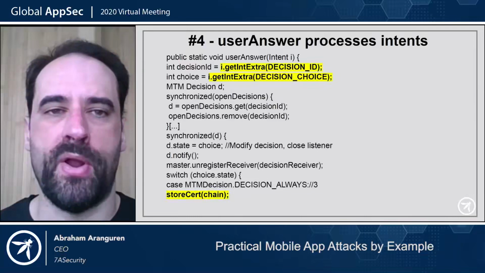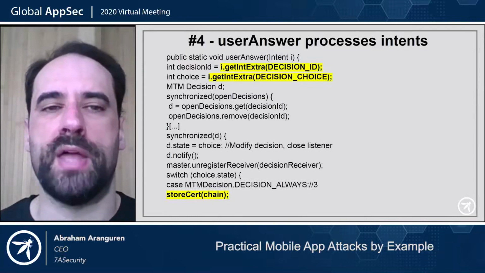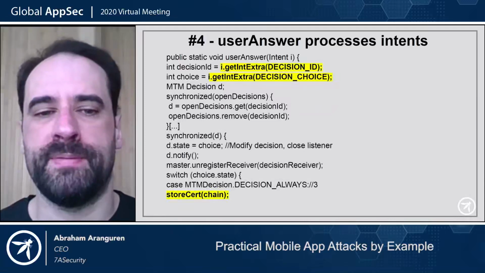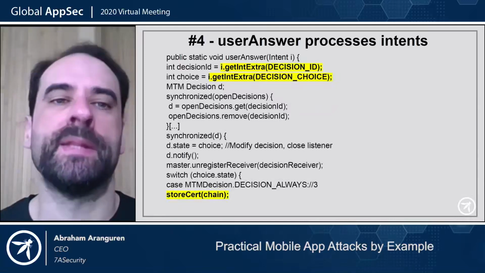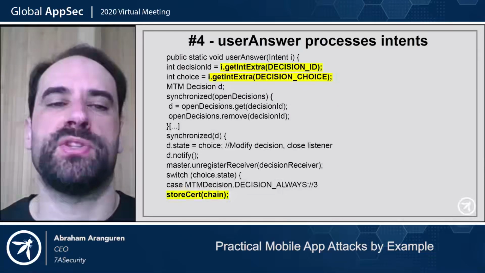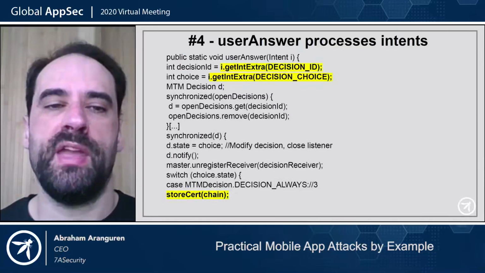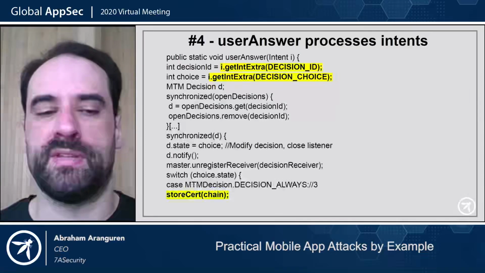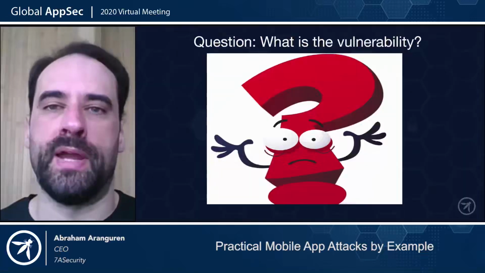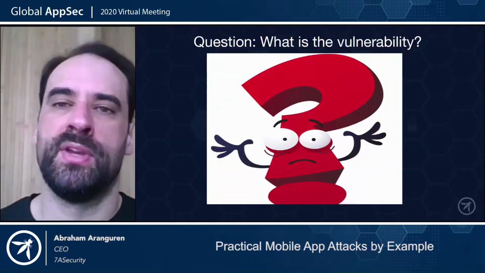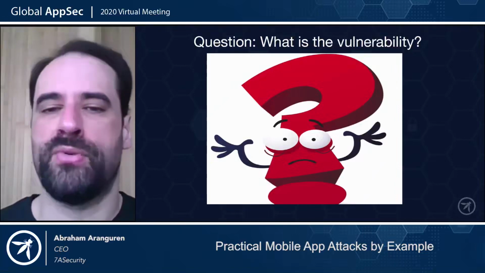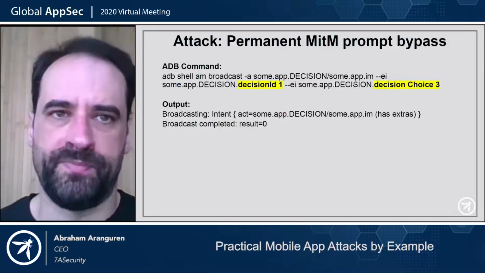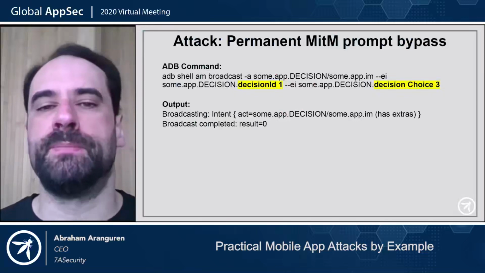And this is what the processing of the intent looks like to answer this question, whether to trust the SSL certificate or reject it, right? So it's getting the intent extra for the decision, the intent extra for the choice, and then if the user decides to say, for example, always, then it will store this certificate to trust it forever, right? So what is the vulnerability in this? I suggest you go back and think about it for a while, pause the video, and now I'm going to jump to the solution. So this was a permanent man in the middle bypass.